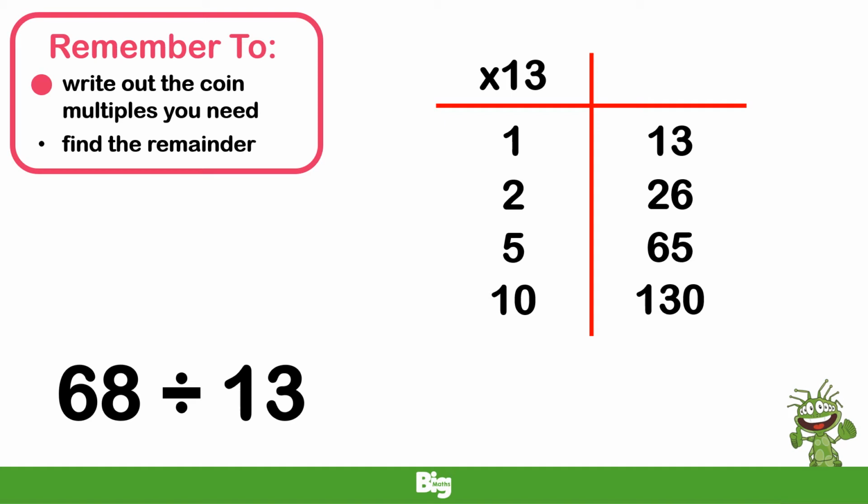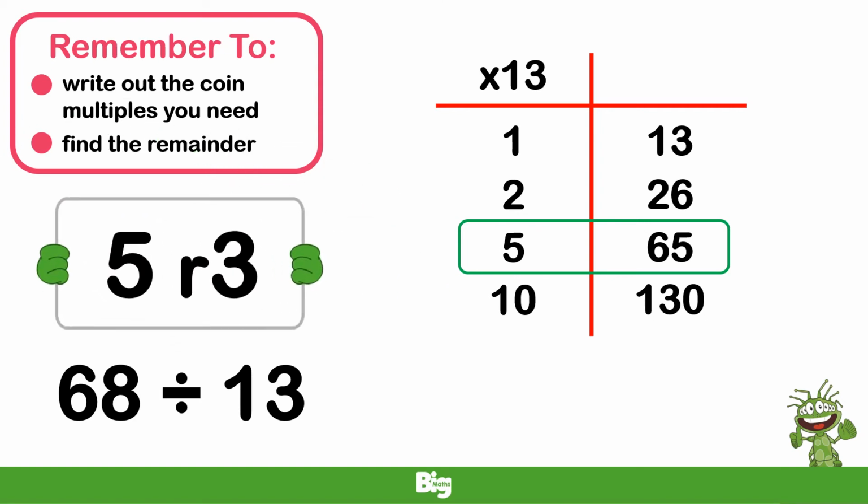You're going to use that to help you by looking down your answers once again and finding the answer that is not bigger than 68, but it's very close to 68. So if you look at your answers here, we've got 5 13s are 65, so that's very near 68, and it's the nearest we're going to get from the coin card. So we know that 5 13s are 65, so it's 5, and how many is left over? You would take 65 away from 68, which leaves us with 3. So our answer is 5 remainder 3.